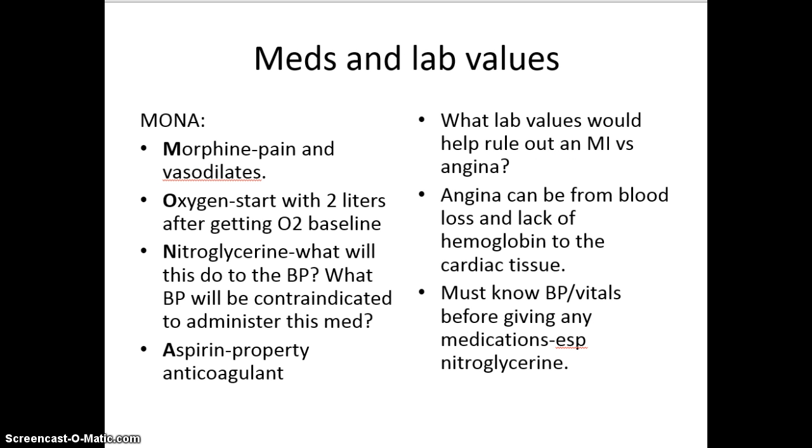With our medications and lab values, MONA is one of the things we kind of think about. The morphine, you'd have to have your IV site in order to do that. It's not the first thing on our list, and remember, morphine vasodilates, so if your blood pressure is really low, it may lower it even more, and you may not want to give that. Your oxygen would be your priority, getting that started at 2 liters.